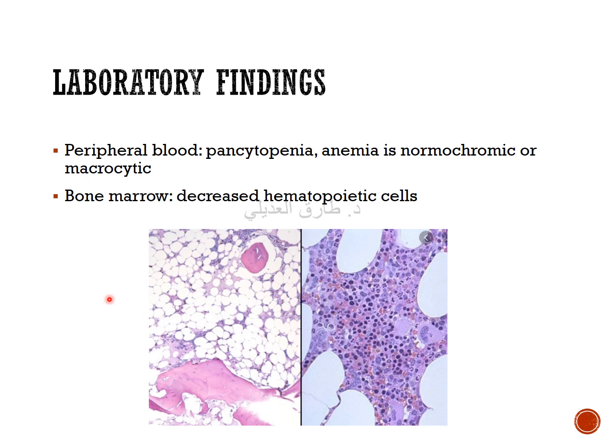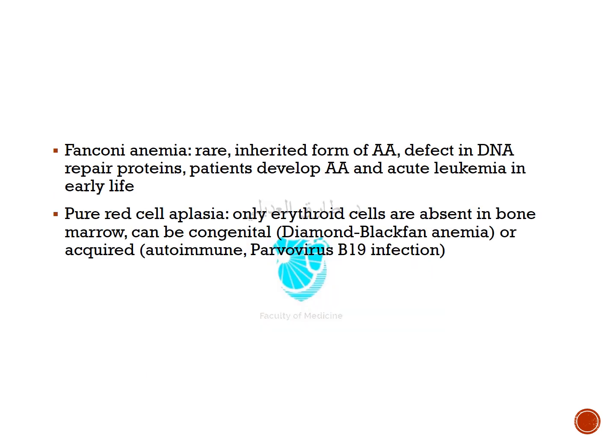Aplastic anemia can be critical because patients with leukopenia might develop severe infections and die of it, or even a major bleeding because they have thrombocytopenia. So it is considered an emergency and needs immediate intervention.